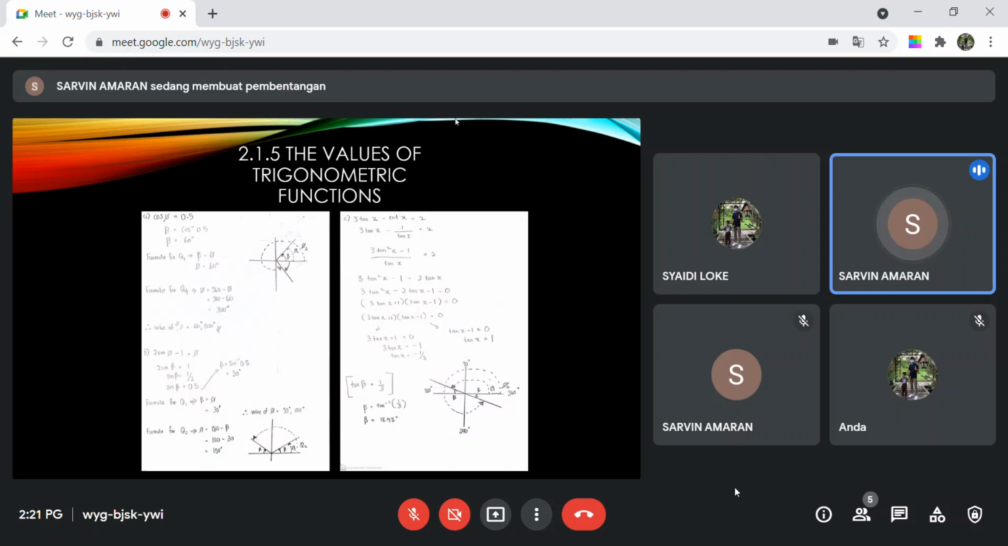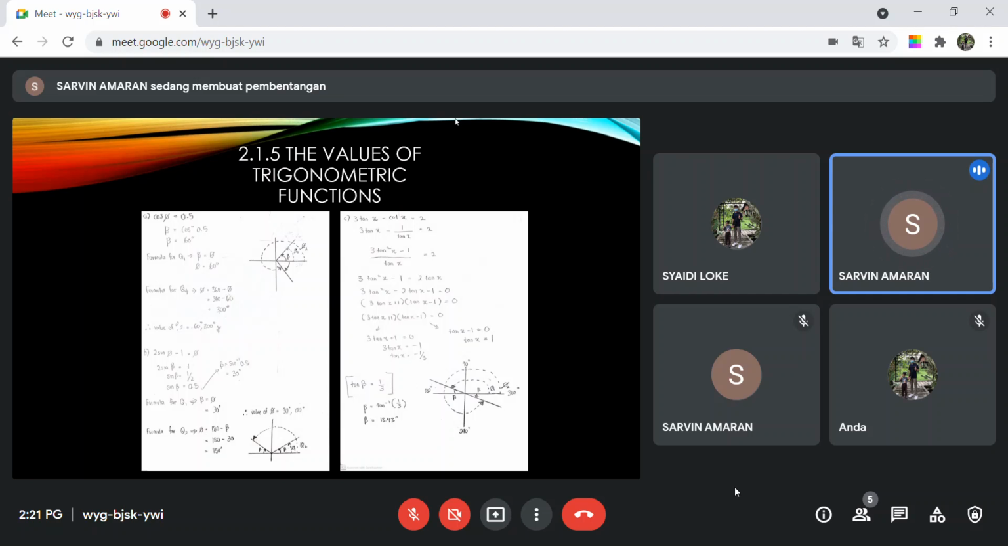So formula for quadrant 1 is reference angle equals to theta, so theta equals to 60 degree. While formula for quadrant 4, theta equals to 360 minus reference angle. So 360 minus 60 equals to 300 degree. So as you can see, the finalized answer is the values of the degrees are 60 and 300. So that is for question A.